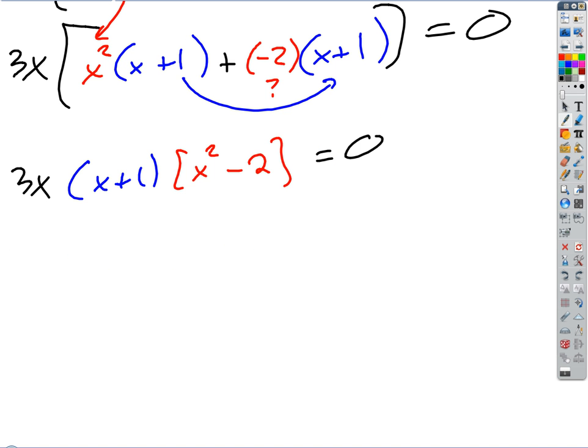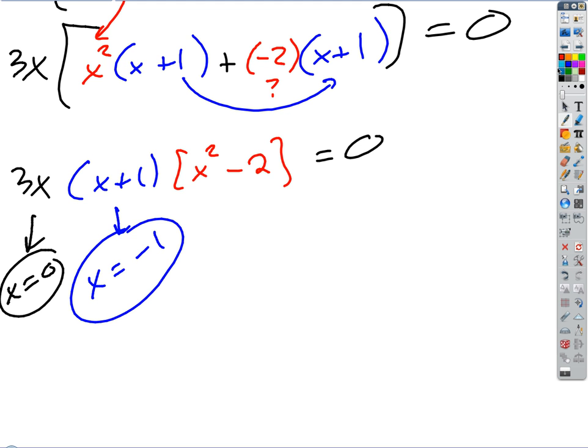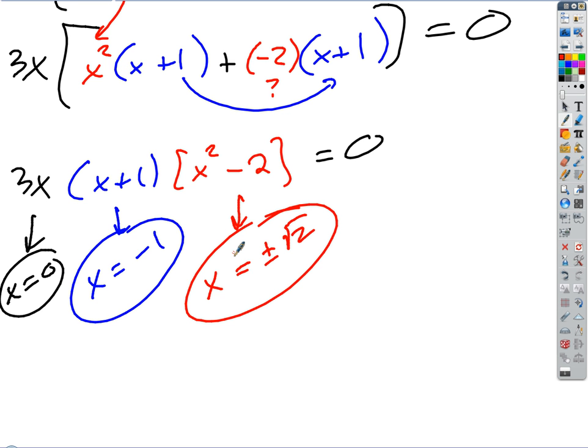So now you can just tell me what my zeros are, right? What solution do I get from this? 0. What do I get from this? -1. And do I get real solutions from that? Yes. What do I get? This is plus or minus, right? I'm going to get x squared equals 2, so x equals plus or minus square root of 2. Now, what if that had been x squared plus 2? Wouldn't have gotten any reals from that one. Okay?